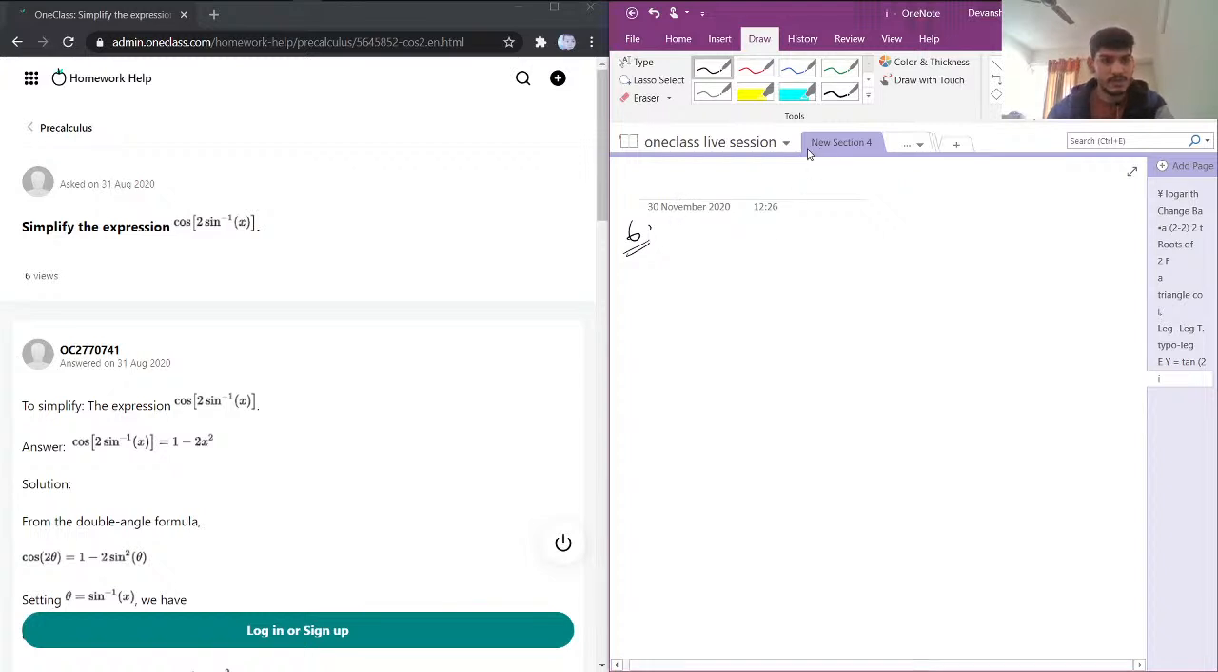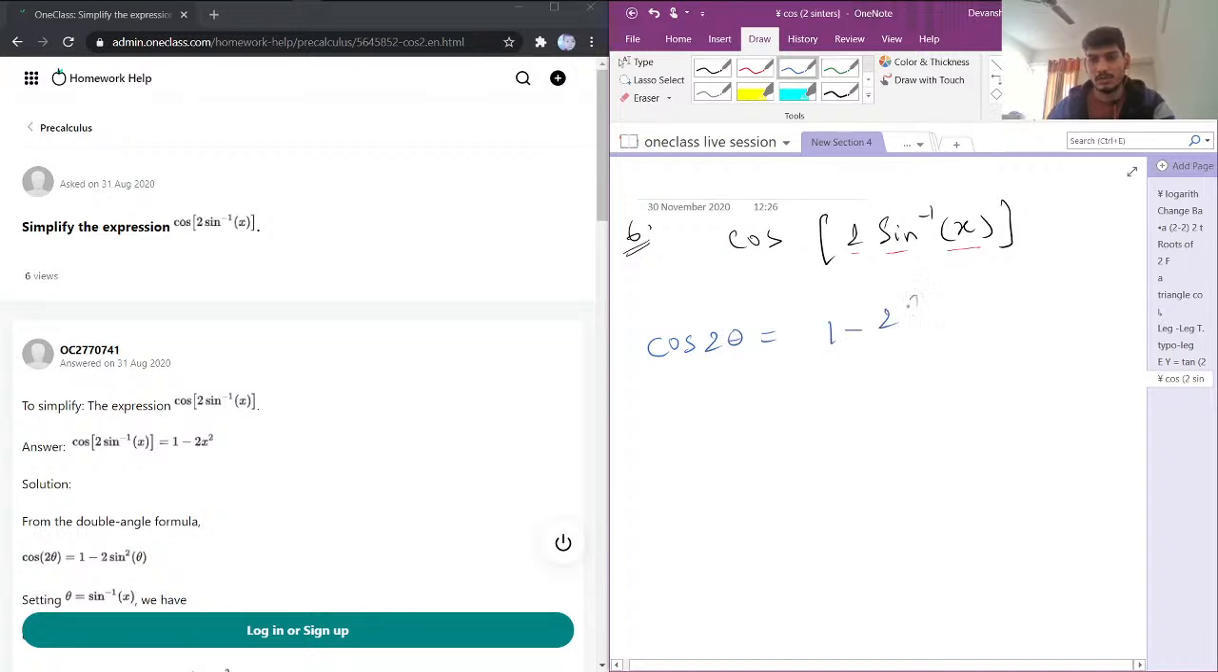Okay, so question number 6, we have to simplify the expression cosine of 2 sine inverse of x. Now we are going to do this question with some substitution. As I can see, I have 2 sine inverse of x. So I will use one property of trigonometry, the double angle property. Cosine of 2 times theta equals 1 minus 2 sine square theta.